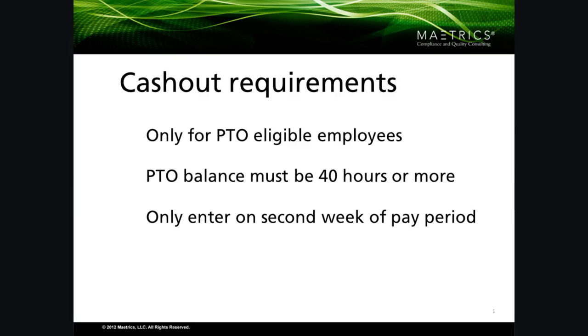For employees who are eligible for PTO, you no longer need to send an email to accounting to request a cash out because the Uninet system allows you to submit cash out requests in your timesheet. If your PTO balance is greater than 40 hours, you have the option of using the cash out pay code. Cash out hours can only be entered in on the second week of a pay period, however. If you have less than 40 hours in your PTO balance and attempt to cash out, you're going to receive an error message telling you so.